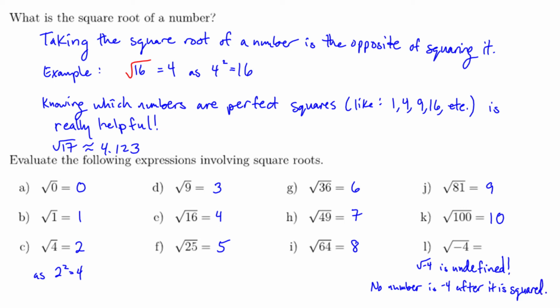And that undefined part will be true if we try and take the square root of any negative number. We can't take the square root of a negative number for that property, that when we multiply a number by itself, it ends up positive. So we can't take the square root of a negative number. Those will always be undefined.